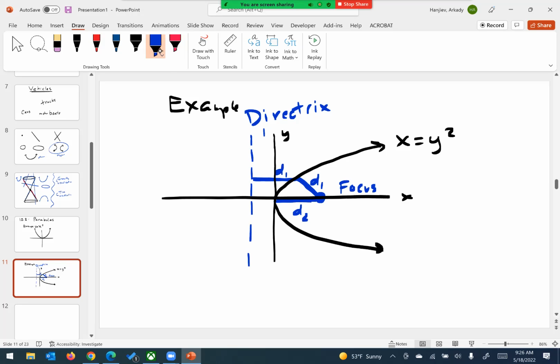If you go straight from the focus to the parabola itself, it'll be the same distance from here to here. Here's another D2. So the distance from the focus to the parabola is the same distance if you go straight down to the directrix. Hey, that's weird. You guys remember how we looked at the distance from a line to a point? It's kind of similar, isn't it? There's my perpendicular line.